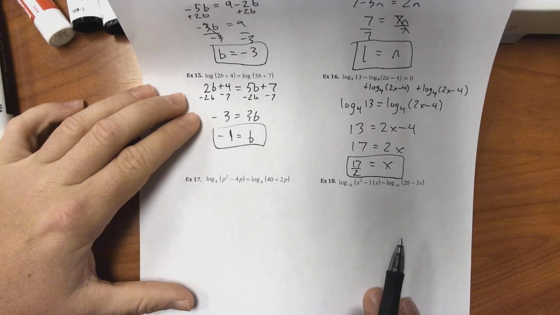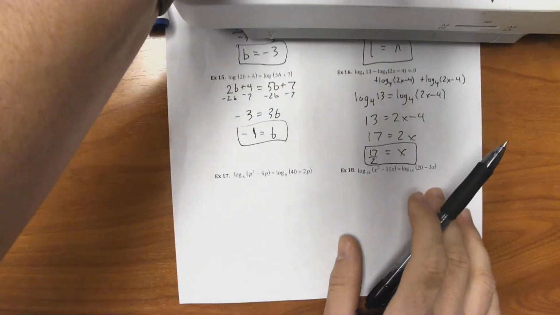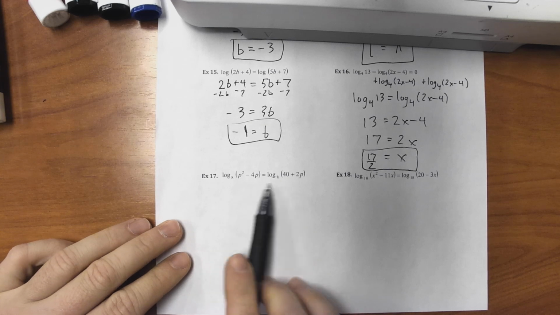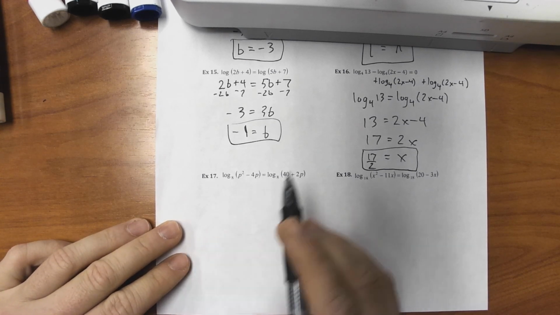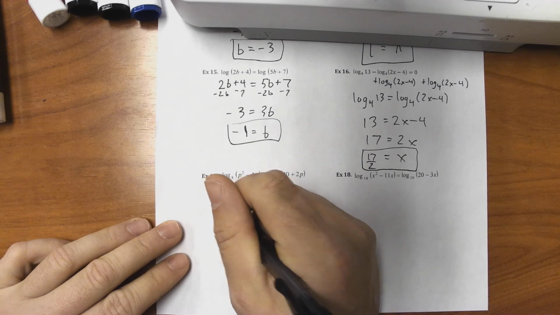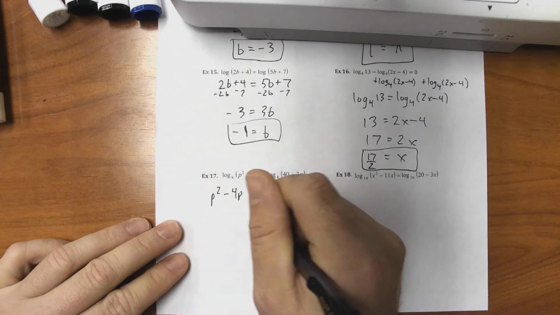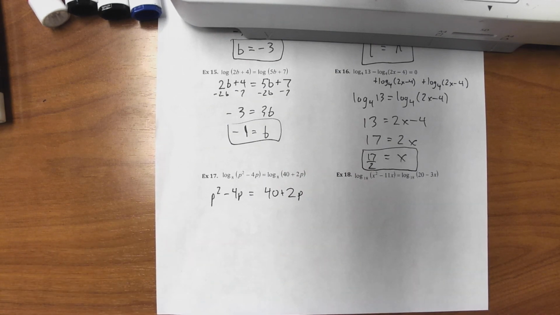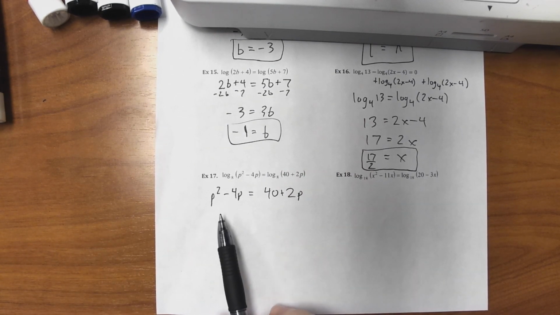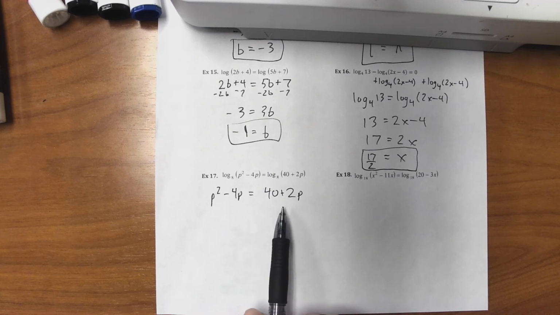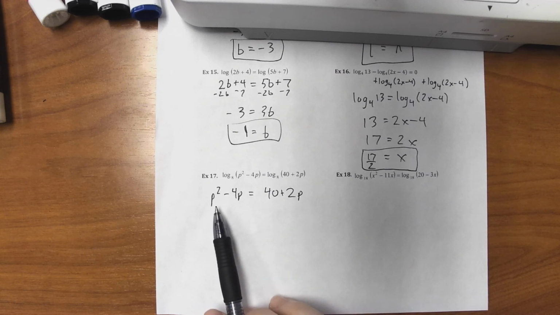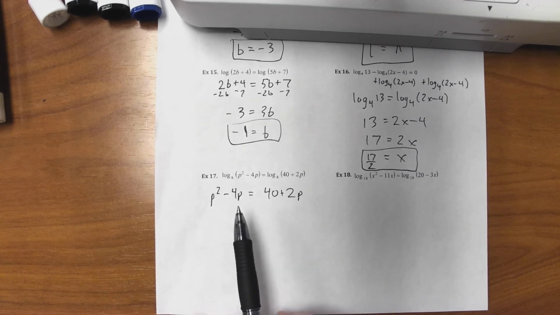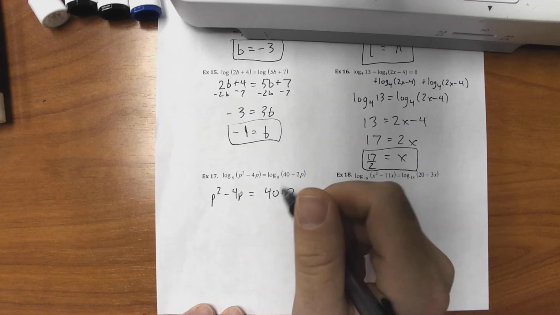Now let's look at these equations. So the same strategy applies as the previous. We're going to use that one-to-one property, so these two have to equal each other since they're both the same base. So p squared minus 4p equals 40 plus 2p. Now what makes this example drastically different from the previous is notice we have a quadratic equation. Note the variable squared. So typically when we're solving quadratics, we're most frequently going to set them to 0. So go ahead and set the equation equal to 0.